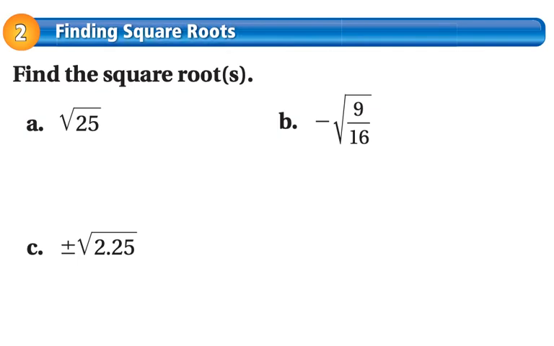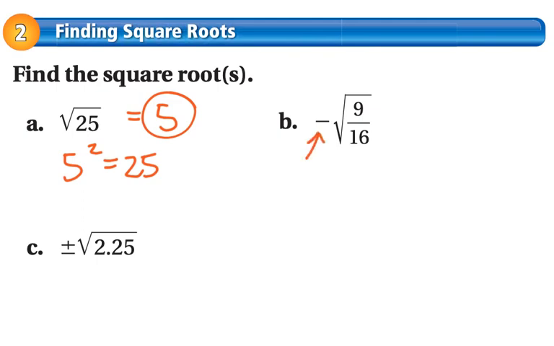Take a look at these examples where we're going to find some square roots. In part A, notice that there is no symbol in front of the radical sign, meaning they only want the positive square root of 25. So we're asking ourselves what number times itself equals 25. Because 5 squared, or 5 times itself, equals 25, the square root of 25 is indeed 5. In part B, notice though they're asking us for the negative square root.